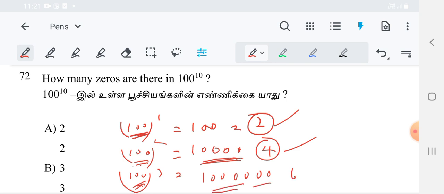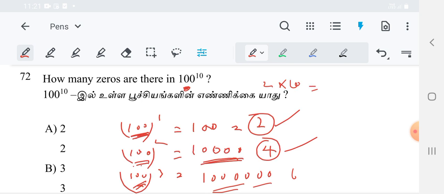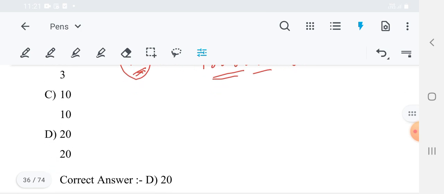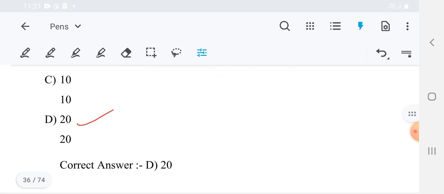In the same way, we have to discuss like this. Here the number of zeros is 2 and the power is 10. 2 into 10 is what? 20. So the number of zeros is 20. So for 100 power 10, 20 is the best answer. Okay, come to the next one.